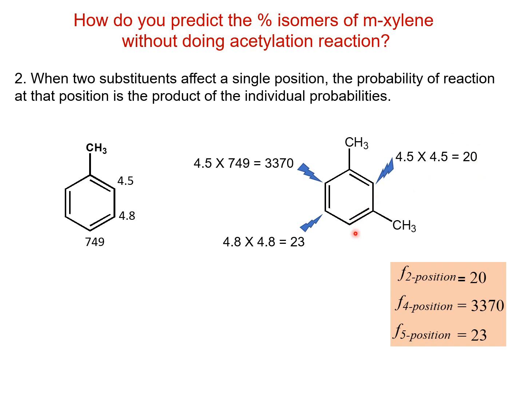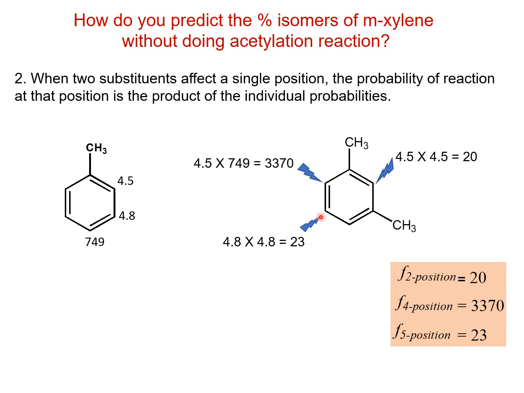To calculate the partial rate factor for the fourth and sixth positions, which are equivalent positions, this position is found to be ortho with respect to one methyl group and the second methyl is para with respect to this position. So we have to take the product of the partial rate factors of ortho and para positions, and it comes to 3370.